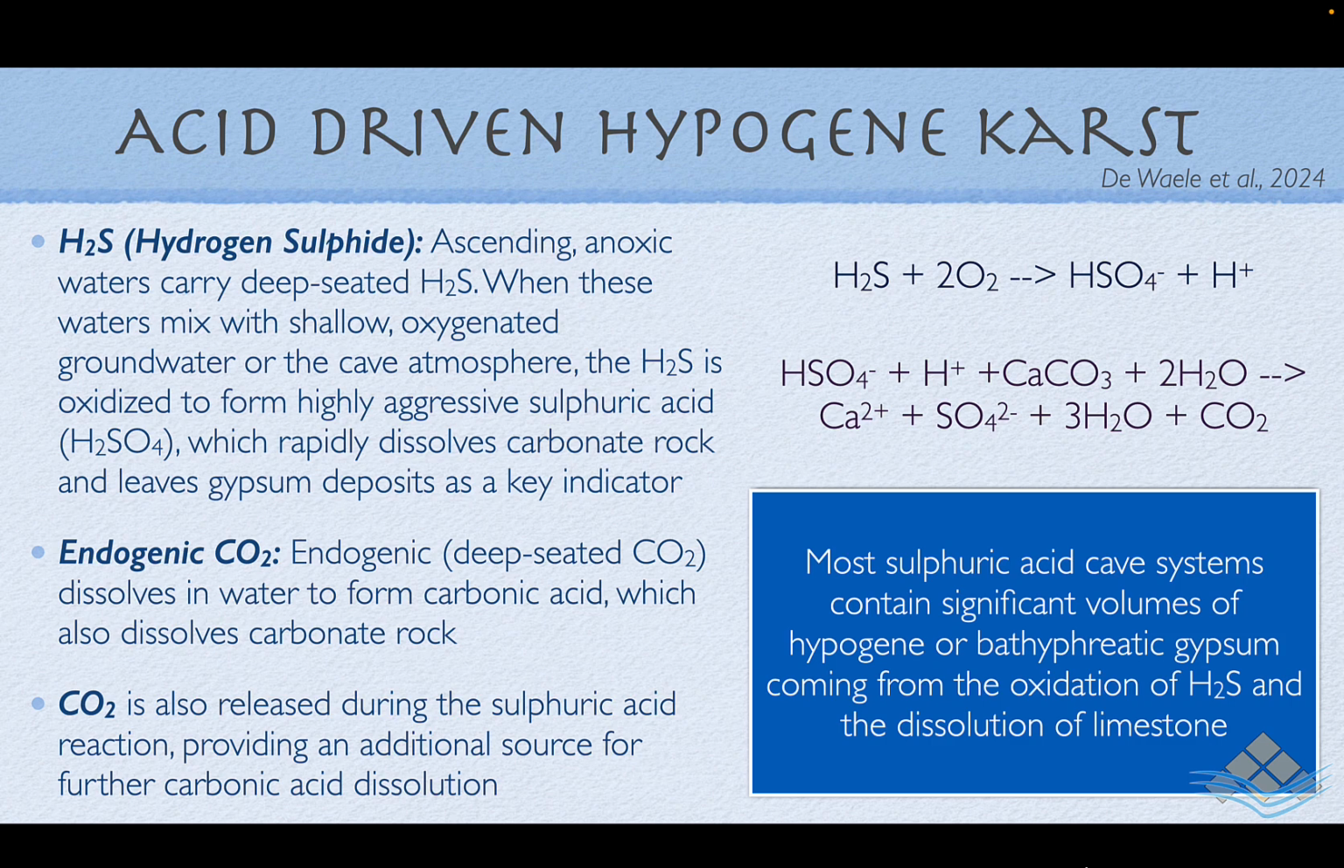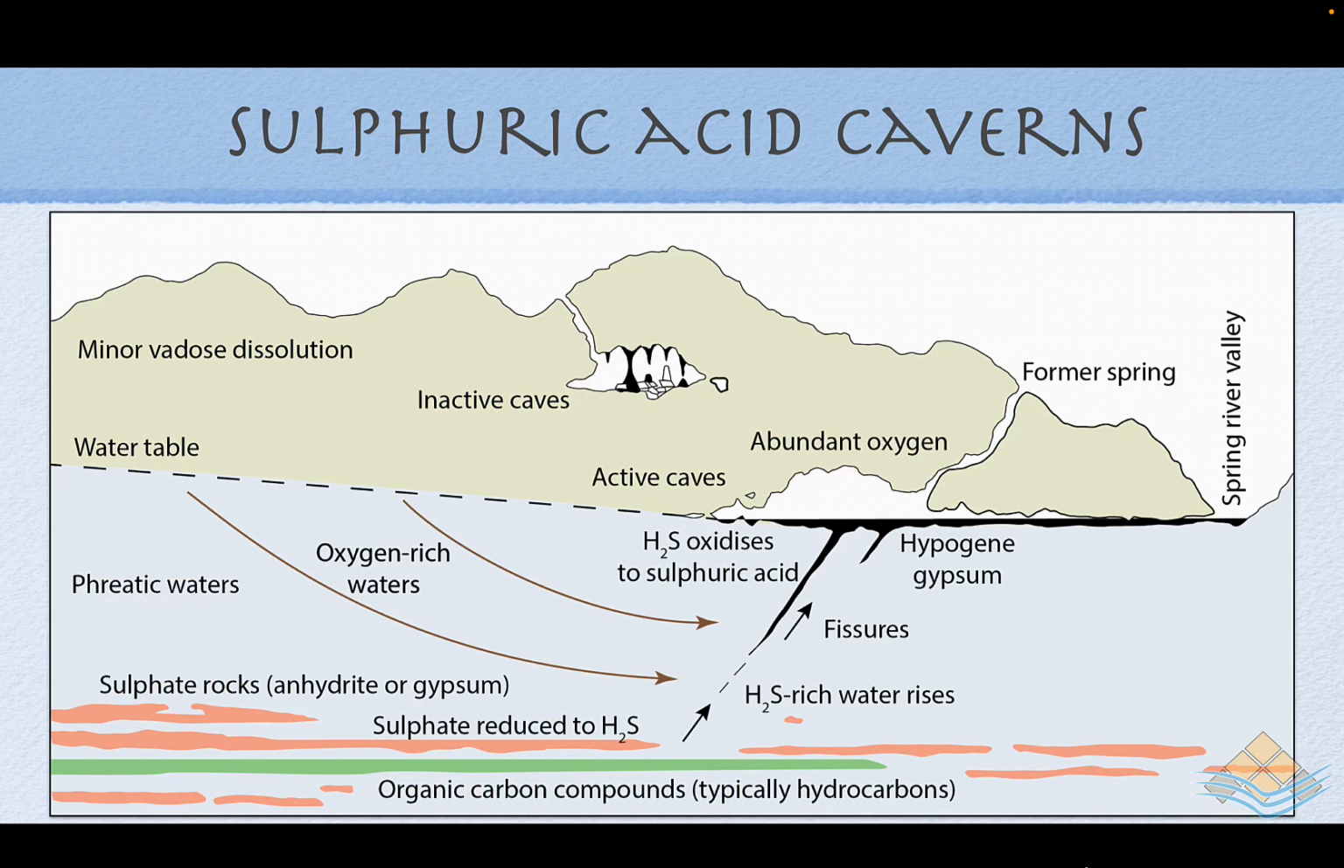This schematic by Klimchouk is showing you these processes are coming from depth. So we tend to form fissures feeding up into the hypogene system. And that hypogene system can be at the current water table, or it can be a mixing zone, a phreatic mixing zone at greater depths. As that H2S oxidizes to sulfuric acid, we form hypogene gypsum.